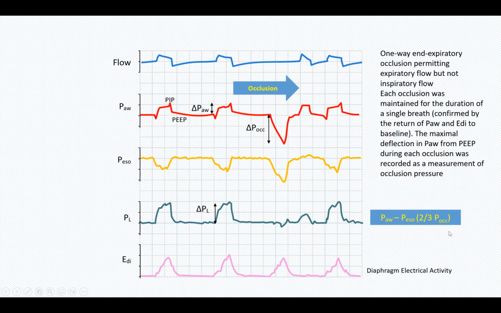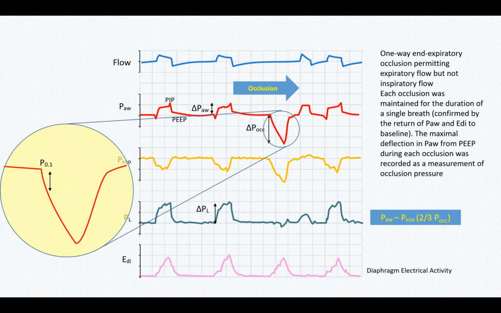And in general, we take 2/3 of that occlusion pressure to represent the esophageal pressure. And the transpulmonary pressure is the change in the airway pressure added to the change in the esophageal pressure. This way we can understand what is the pressure that is placed on the alveoli, or the extending pressure from both ends, the ventilator and the intrathoracic.